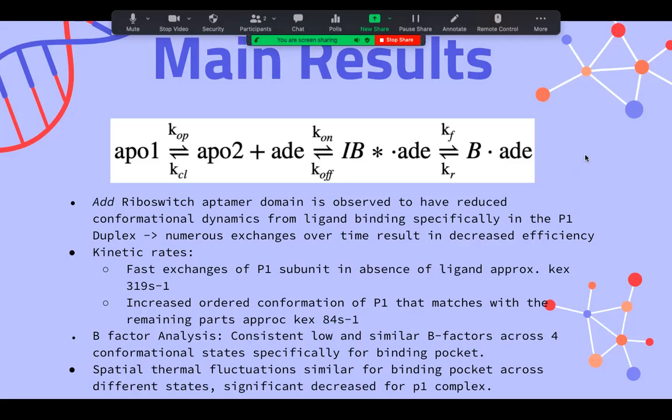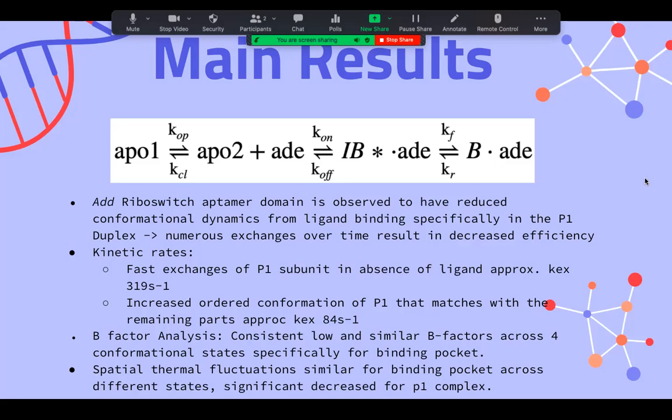In comparison, however, the differing B factors in the lower residues in the previous slide seem to indicate that there was less structure in the outer P1 pocket, the P1 duplex, which signifies that there had been a conformational exchange as a result of the ligand binding, but that conformational transformation was taking place on the outer edges as a result of the binding pocket being bound to the ligand, but not in the actual binding pocket itself.